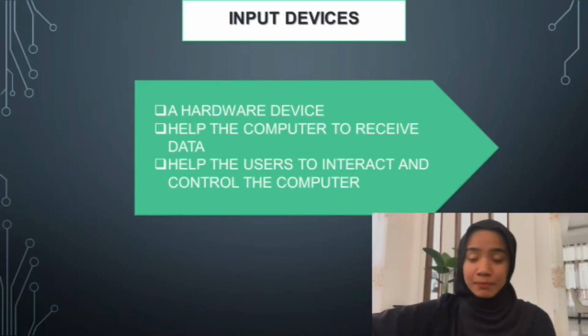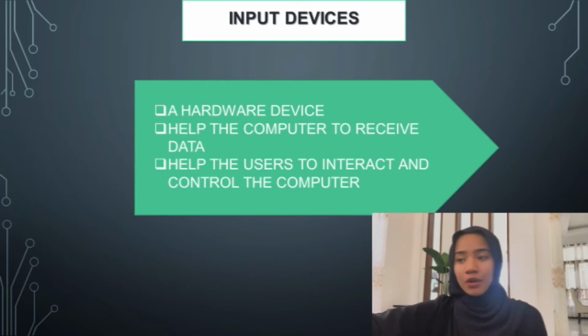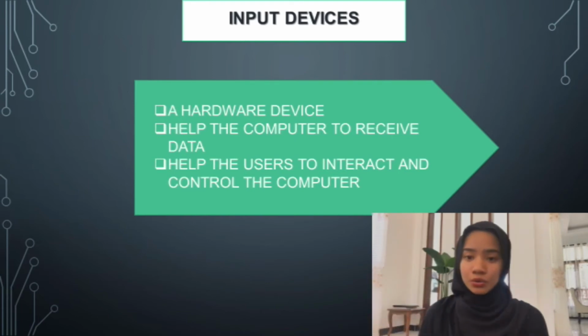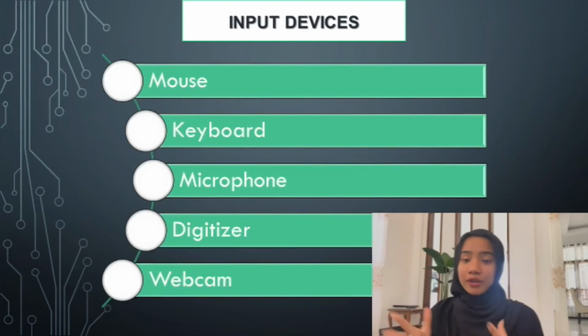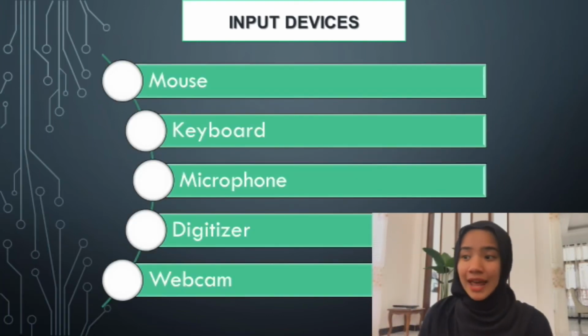So firstly is the input devices. What are input devices? Input devices are hardware devices that help the computer to receive data and also help the users to interact with and control the computer. There are many types of input devices that exist in this world, however the input devices that we think Nawal might need, there are 5 of them. The first one is mouse, and then keyboard, microphone, digitizer, and also webcam.